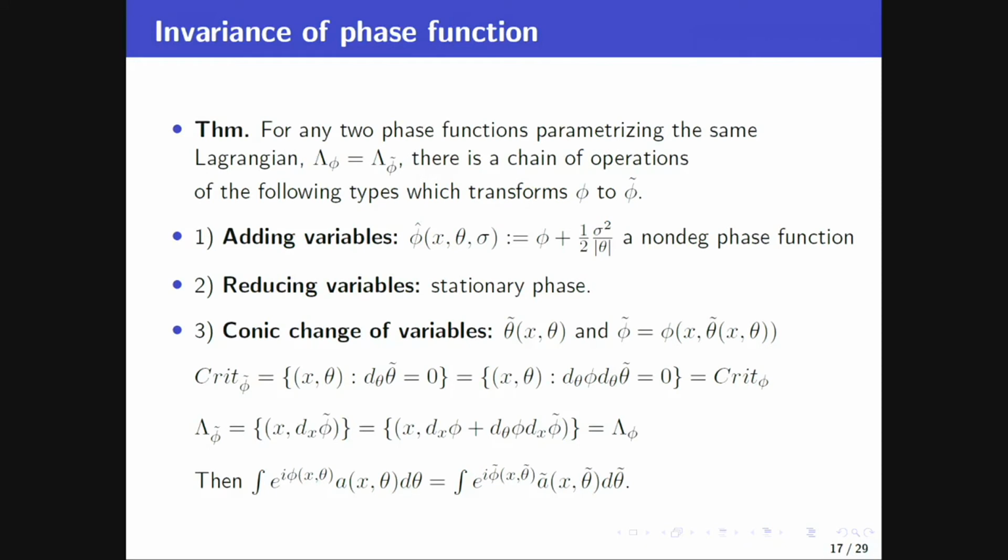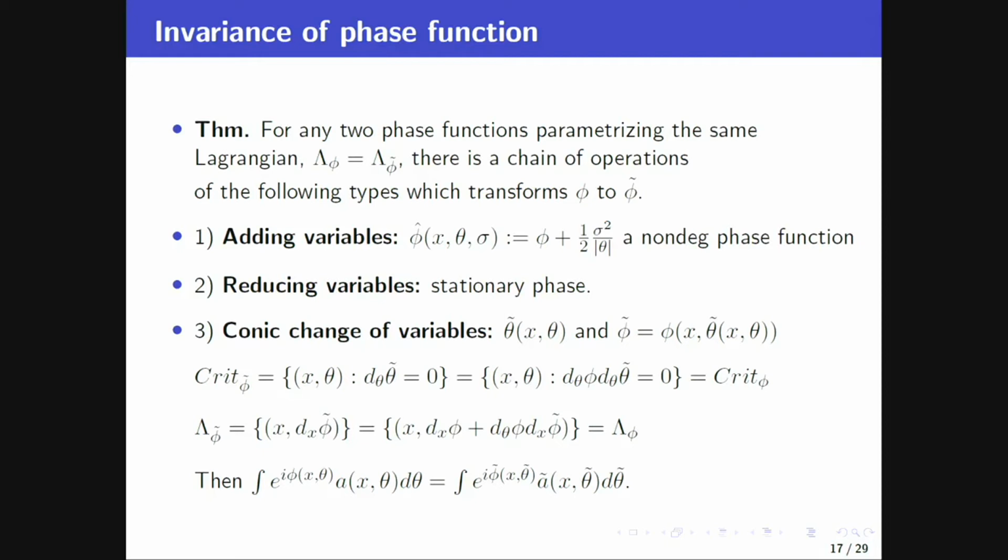And now we're going to talk about the invariance of phase functions a little bit here, but it comes more in lecture 3. So I said that for any Lagrangian, we have lots of phase functions parameterizing it. If we have two of them, phi and phi tilde, we can always go from one to another using a chain of transformations. So what can we do? What we usually do, we can add variables. So for example, if phi depends on x and theta, if it's a phase function which parameterizes lambda, I'm going to add the variable sigma squared over theta to make it homogeneous of degree 1. This is also non-degenerate and parameterizes the same Lagrangian. Okay, so now we have the variables theta and sigma as phase variables.